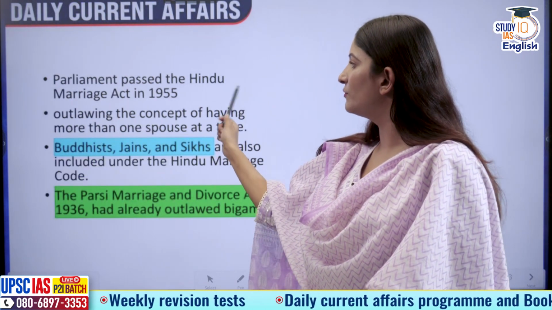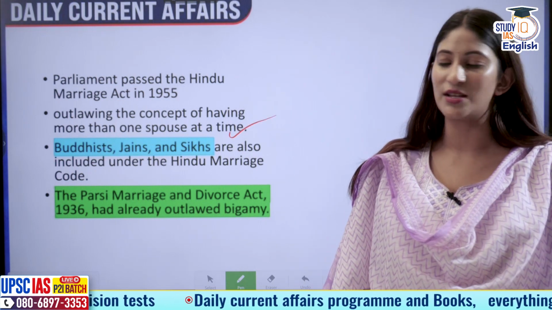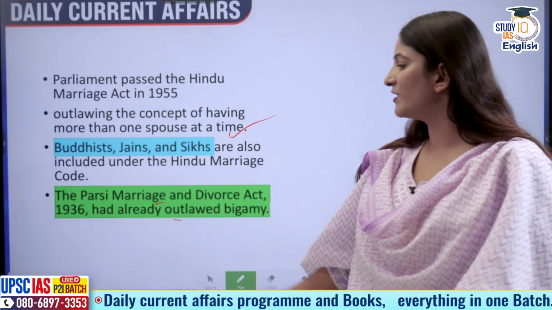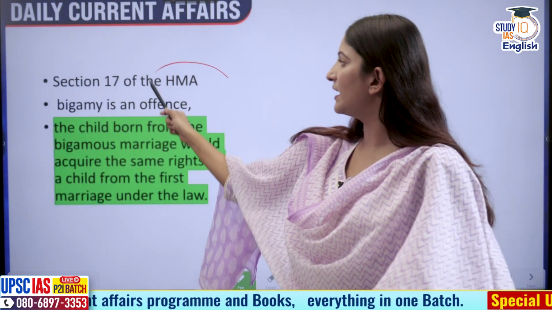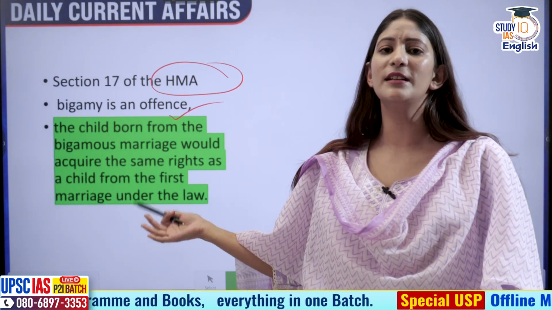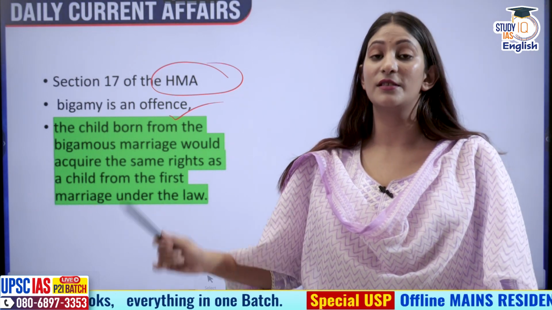Parliament passed the Hindu Marriage Act in 1955, outlawing the concept of having more than one spouse at a time. This is also applicable to Buddhists, Jains and Sikhs. And the Parsi Marriage and Divorce Act of 1936 already outlawed it. Section 70, I have already told you about, bigamy is an offense, but a bigamous child will get the same right as the first wife's child.